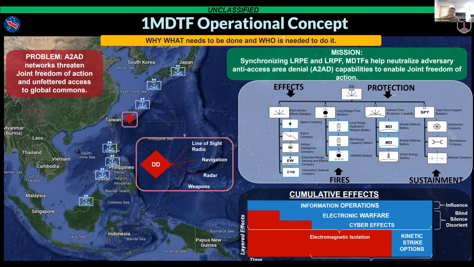So if you look back at the cumulative effects, all the way on the right says influence. Influence people, blind, silence, disorient. Those sort of relate to the capabilities listed over there for the DD, the navigation and the weapon systems. Well, if you can blind their radar or the weapon system, so it can't acquire what it's doing, that's good.